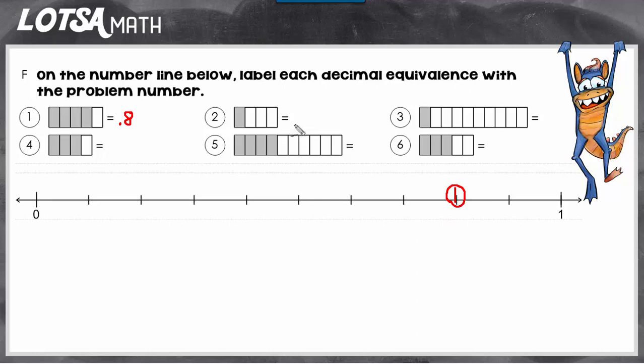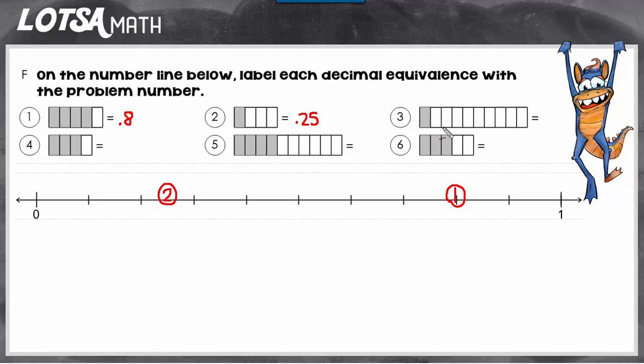So let's look at number 2. On number 2, we have 1/4. The decimal equivalent for 1/4 is 25/100. Well, this number line is in tenths, not hundredths. But what I do know is that 25/100 is right in the middle of 2/10 and 3/10. So if this is 2/10 and this is 3/10, then 25/100 will be right in the middle. And I'm going to label that with a 2 for problem number 2.